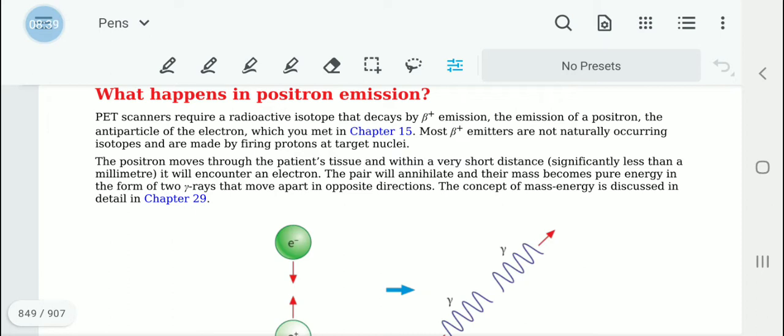Leave a line and write. PET scanners require a radioactive isotope that decays by beta plus emission (within brackets, positron or antiparticle of the electron).